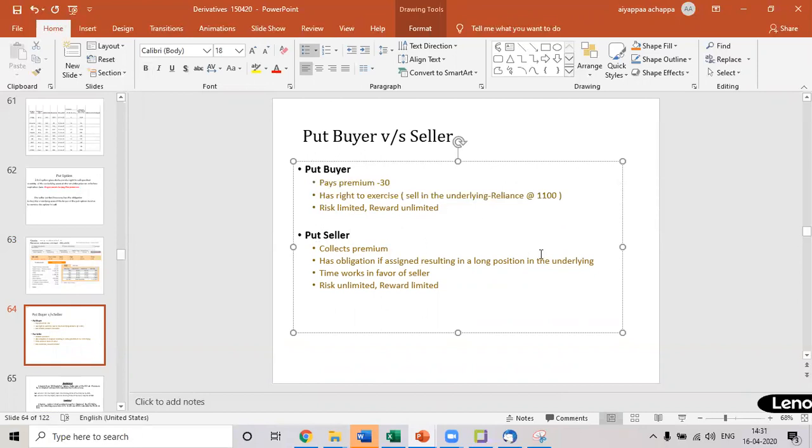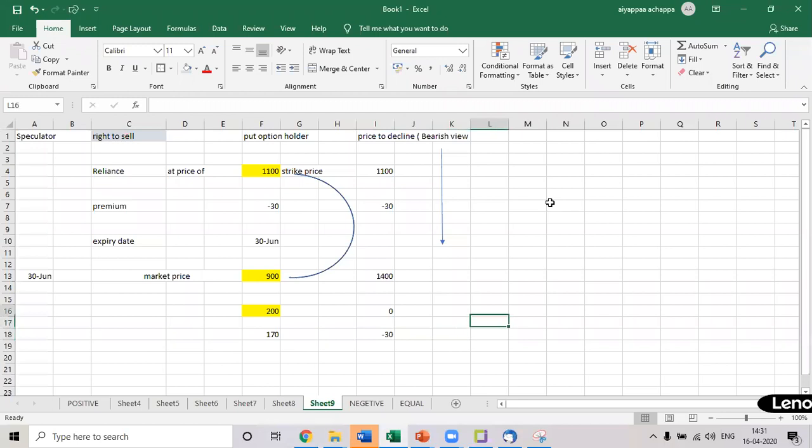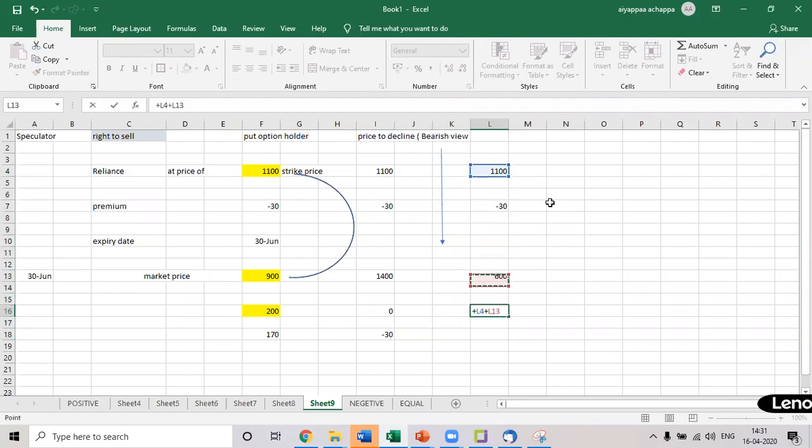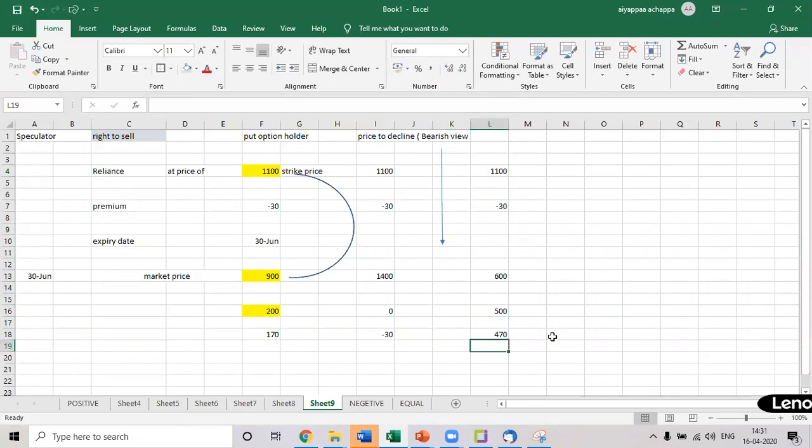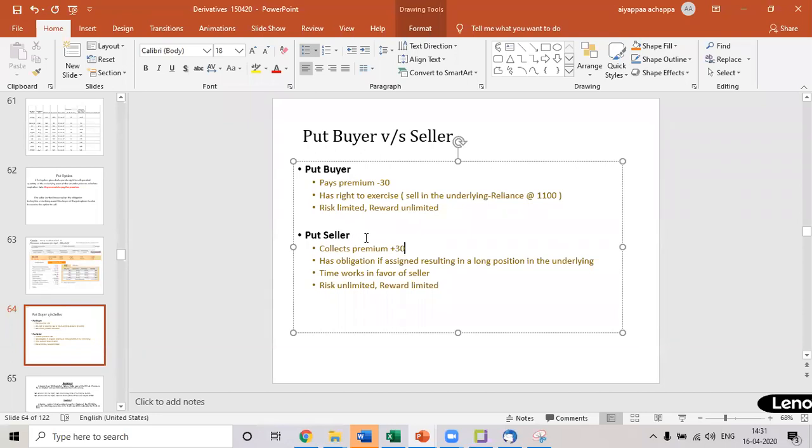So whatever the 30 rupees you pay will be collected by a put seller, and he has an obligation to take Reliance at 1100 even if the market rate comes down to 900. Let us assume, what if the market rate comes to 600? You paid 30 at 1100, and assume the market comes to 600. So in this scenario, you end up making a gain of 500, and you already paid 30, so your net gain will be 470. Now this 470 that you are collecting is the loss of the put option seller.